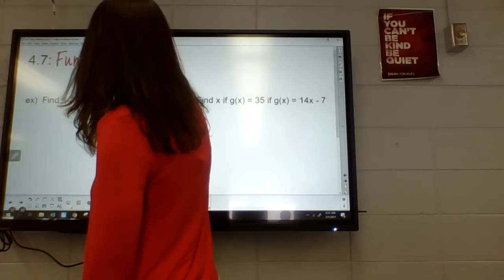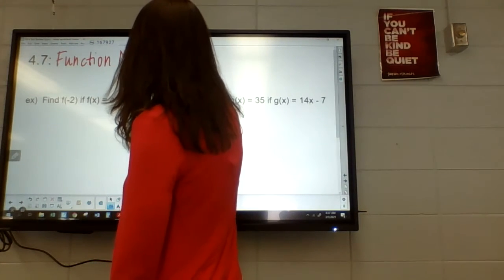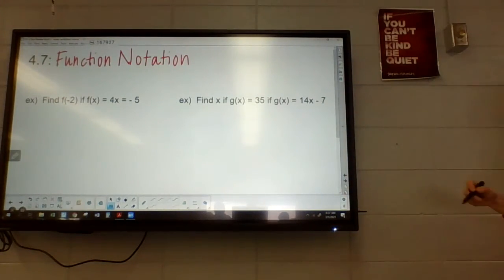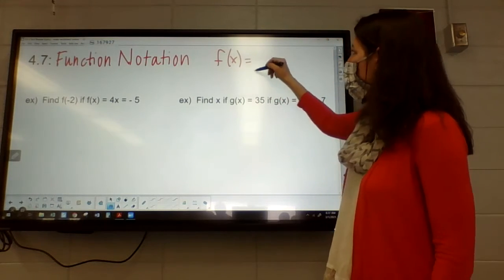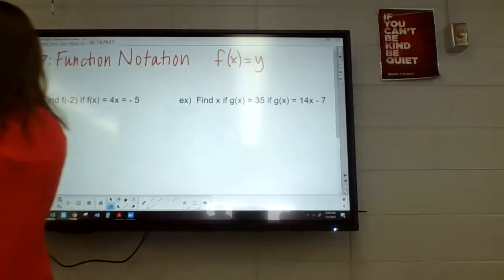So function notation, f of x is really just like our y. F of x is not like f times x. It's just another way to write a function or an equation.